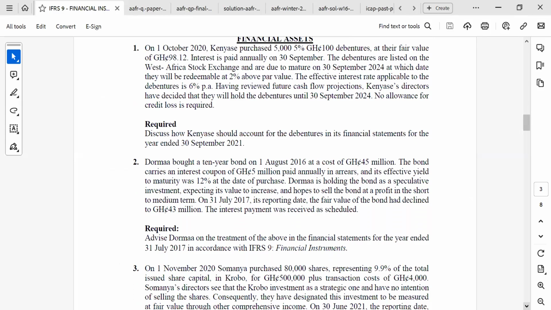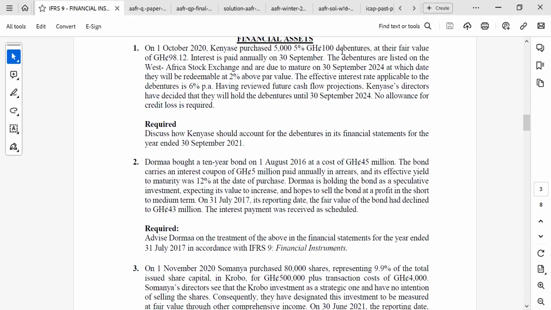Doma bought a 10-year bond on 1 August 2016 at a cost of 45 million. The bond carries an interest coupon of 5 million Ghana cedis paid annually in arrears, and its effective yield to maturity was 12% at the date of purchase.